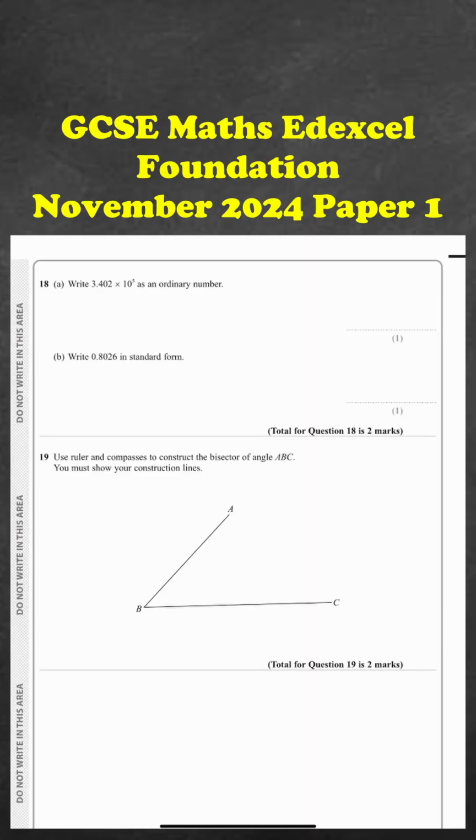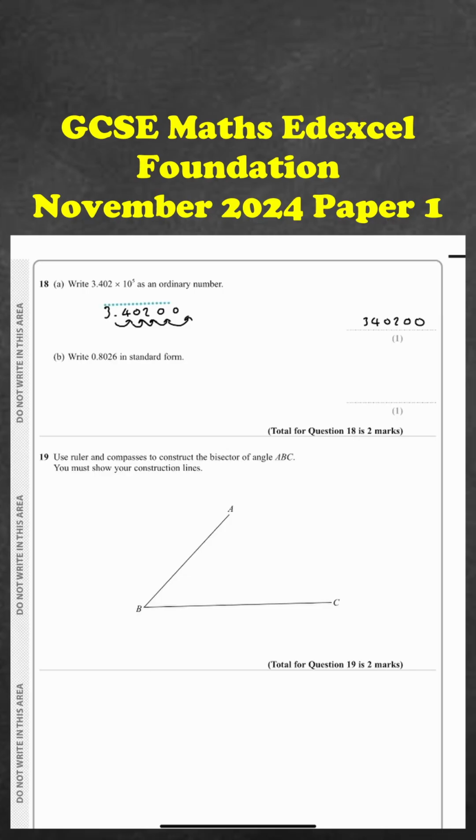Question 18. Write 3.402 times 10 to the 5 as an ordinary number. That's just going to be, so at the moment we've got 3.40200. So we need to move the decimal point 5 times. So once, twice, 3, 4, 5. So our answer is going to be 340,200.